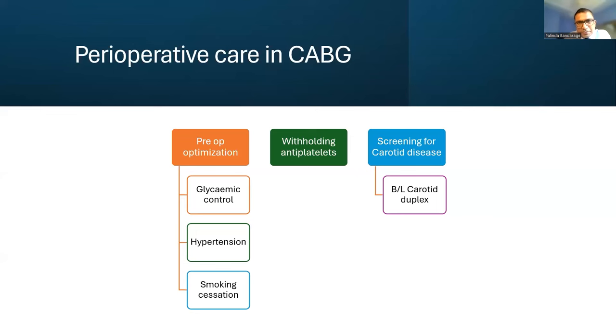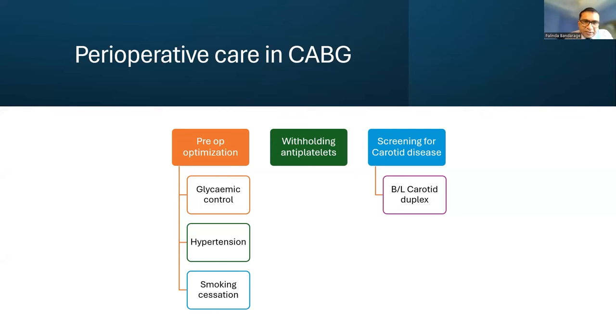So perioperative care in CABG, starting with the preoperative management. In our setting, there will be patients who are on the waiting list for cardiac surgeries in the government hospitals who will present to you while they are waiting for the cardiac surgery. So maybe months to years, depending on the list and the condition they have. So you will have to manage these patients and optimize these patients to the best level you can.